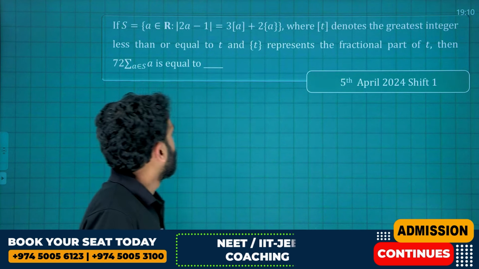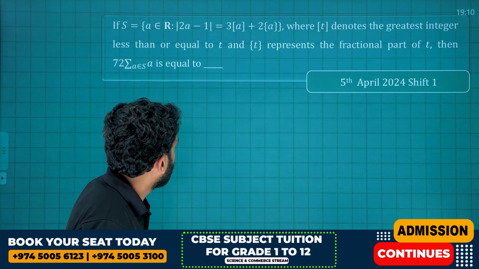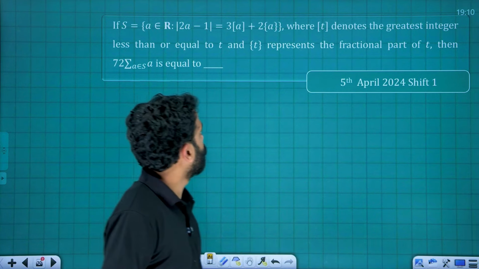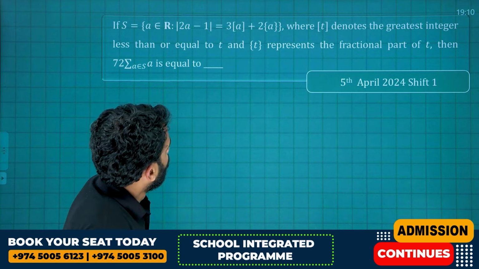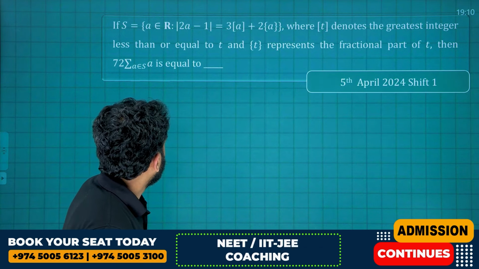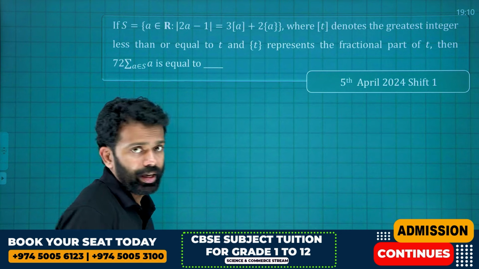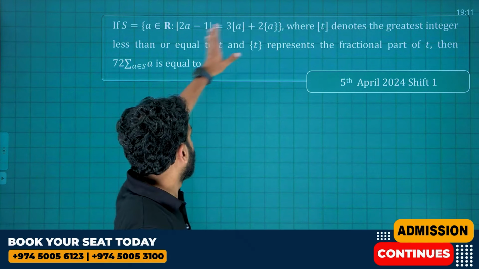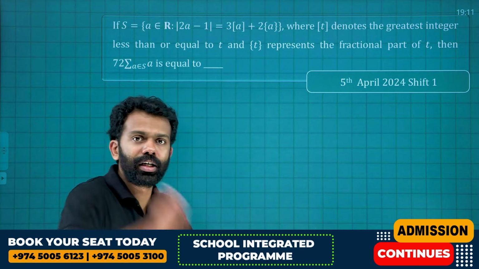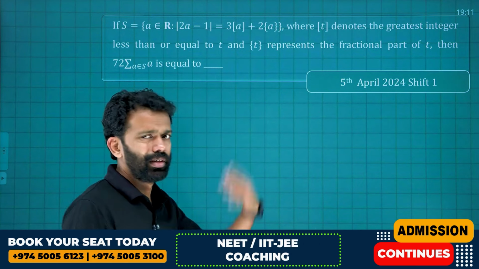A is equal to, very interesting one. Mod of 2a minus 1 is equal to 3 into floor of a plus 2 into fractional part of a. And then 72 into the sum over a, where a is an element of S. That means you need to find all solutions of a from here, sum them up, and multiply that with 72. Let's try.